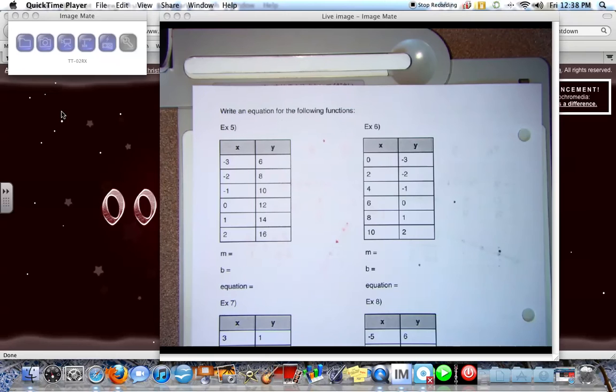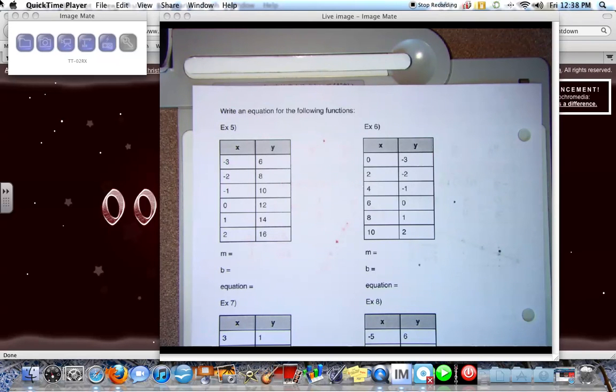All right, on the back. Write an equation for the following functions. So now what you're given are tables. With the tables, you're going to look for the patterns. You can find the slope. You can find the y-intercept, and then you can write the equation. So, example 5.